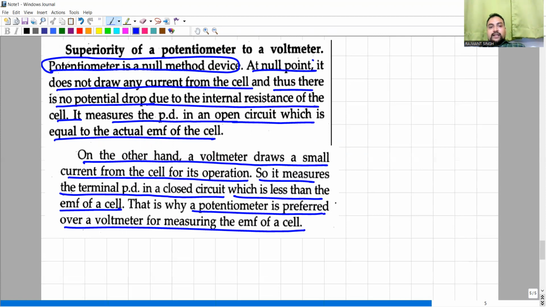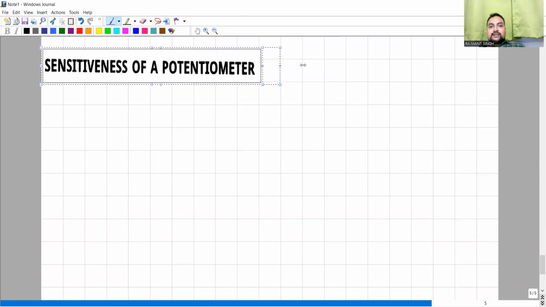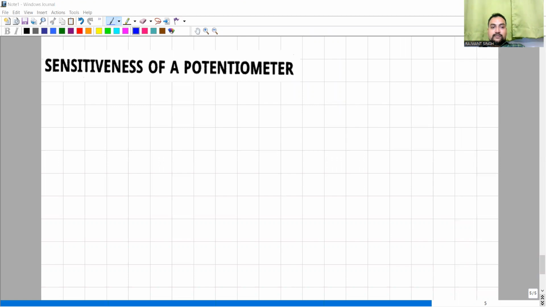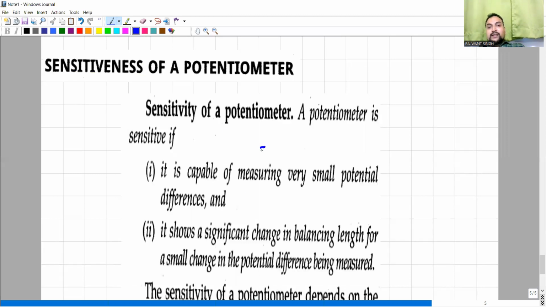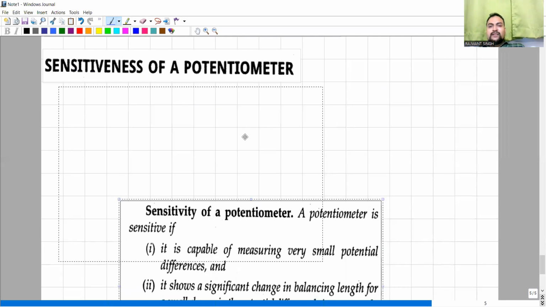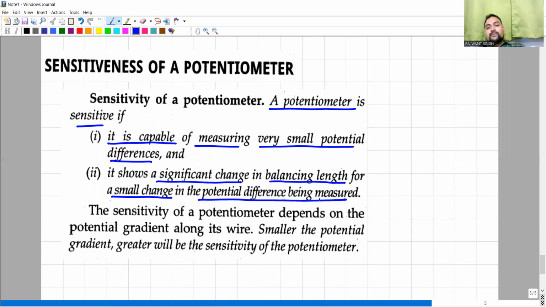Then the next topic is sensitivity of a potentiometer. How is a potentiometer sensitive, or how can you make a sensitive potentiometer? Now, sensitive means what? Sensitive means able to measure very small changes. That is, a potentiometer is sensitive if it is capable of measuring very small potential differences. And it shows a significant change in the balancing length for a small change in the potential difference being measured.